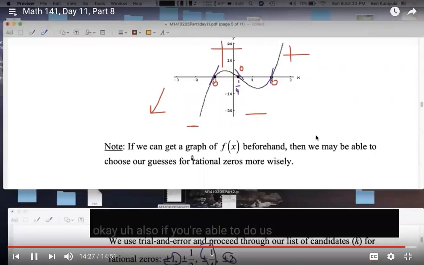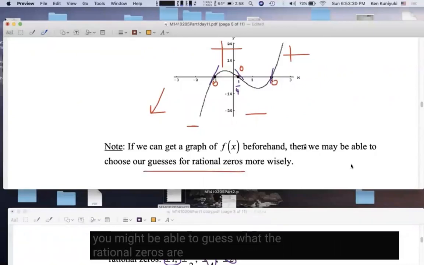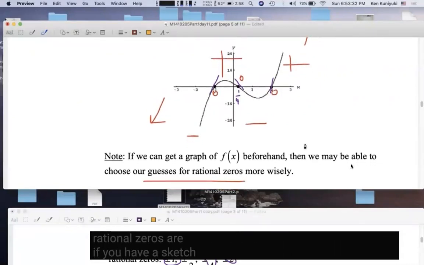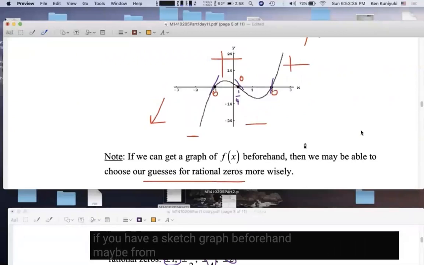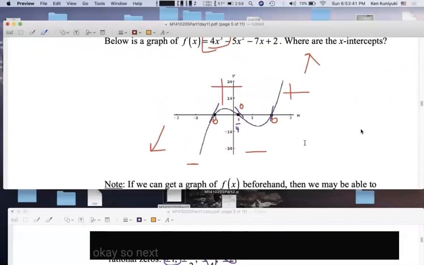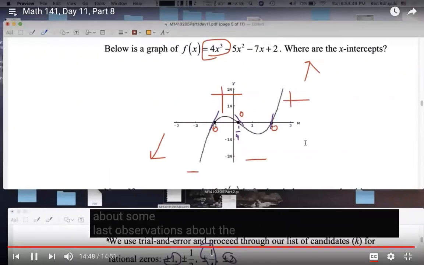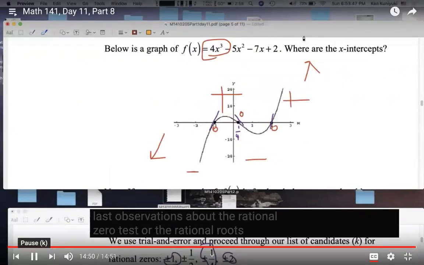Also, if you're able to do a graph of this, on even a graphing calculator beforehand, you might be able to guess what the rational zeros are if you have a sketch graph beforehand, maybe from a graphing calculator or basic software. Okay, so next up, we're going to talk about some last observations about the rational zero test or the rational roots theorem. And by the way, (0, 2) is the y-intercept, right?